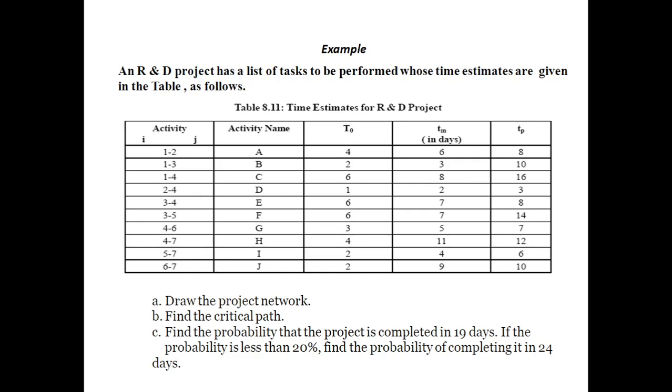From the alphabet point of view, they are mentioning the activity names A to J. T0 is the optimistic time, TM the most likely time, and TP the pessimistic time. So they are giving information to find out how to draw the project network. The second is to find the critical path, and the third is to find the probability that the project is completed in 19 days. If the probability is less than 20%, find the probability of completing it in 24 days. We should find out these 3 particular questions.